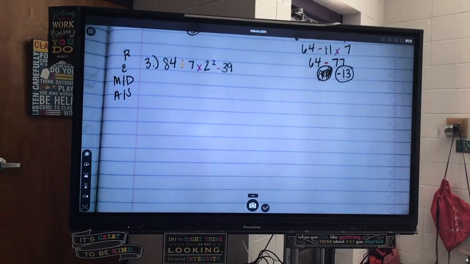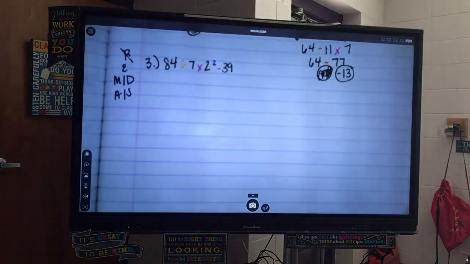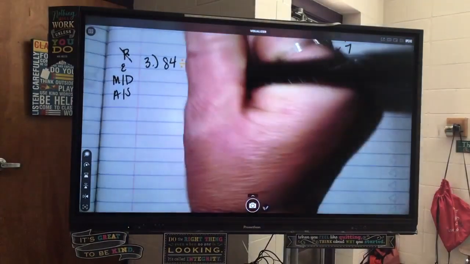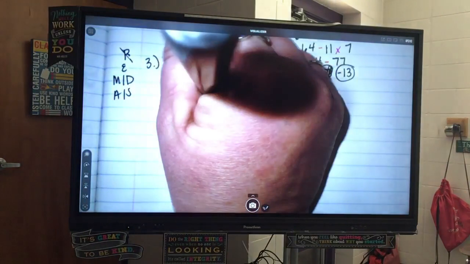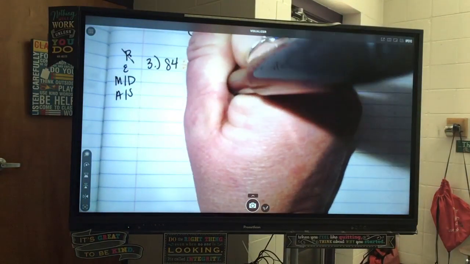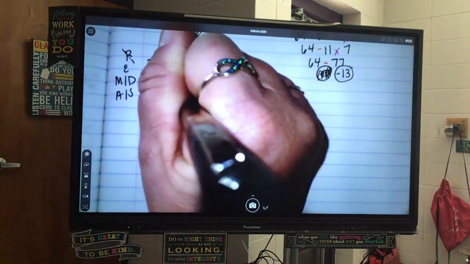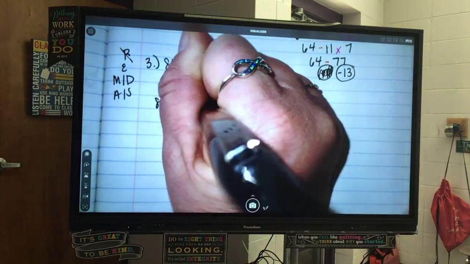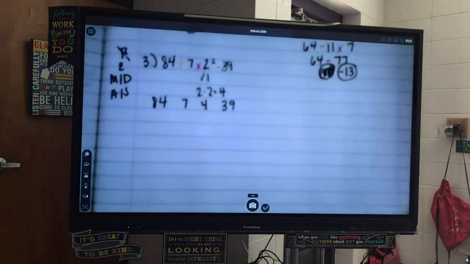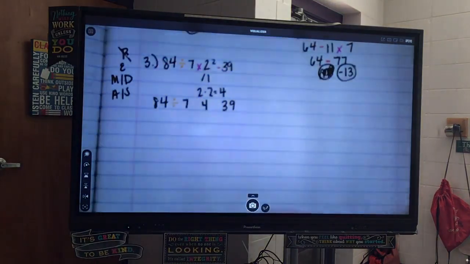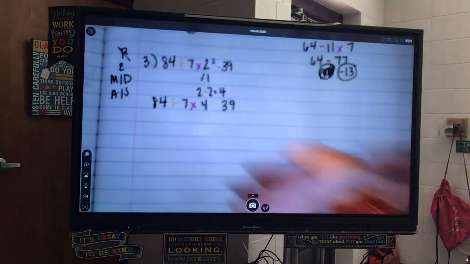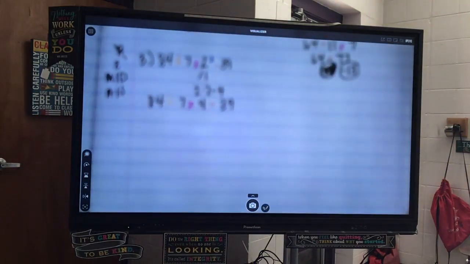Alright, what are we looking for first? William, we're looking for parentheses. Do we have any? No. Alright, what do we look for next, William? Exponents. Do we have any? Yes. Alright, so we're gonna do 2 times 2, which gives me what? 2 times 2 is 4. Okay, and then bring everything down, so we have 84 divided by 7 times 4 minus 39. And we have gotten rid of our exponent.